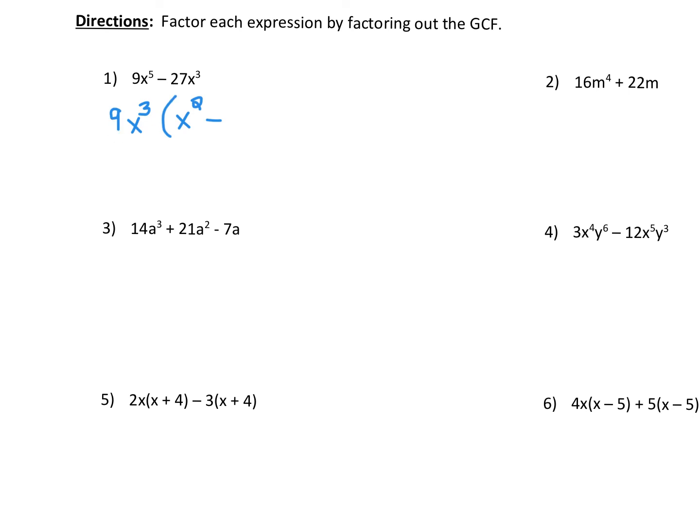27 divided by 9 is 3. And x to the 3rd divided by x to the 3rd is 1. And 3 times 1 is just 3, so I'm going to leave that as a 3. Or you could think about it, I had 3 x's, and I pulled 3 of them out, so I don't have any more left to put here, so I'm just going to close up my parentheses. And that is my answer.